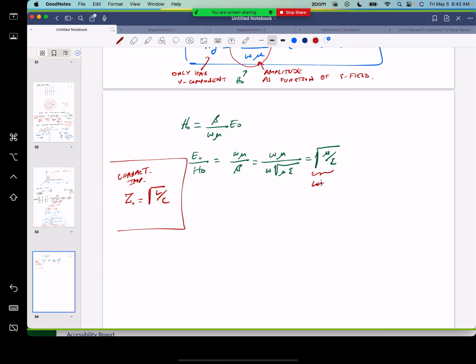So it looks a lot like the characteristic impedance of T lines. With the ratio of L over C giving the ratio between the voltage and the current, in this case mu over epsilon gives the relationship between the electric and the magnetic fields.